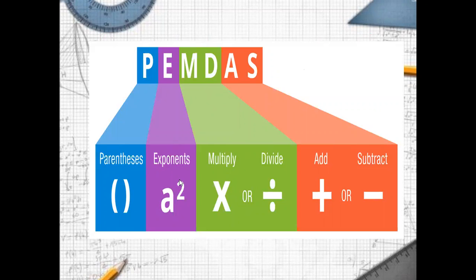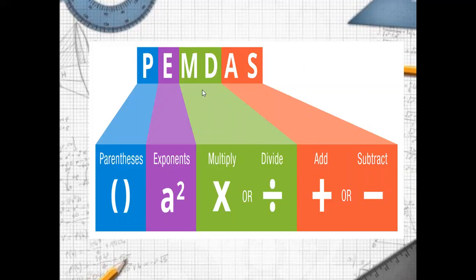Then we have the exponents. So once you're done with solving parentheses, then you have to move on to exponents. Now exponents are the small numbers you will see written on the right side of a number. It can be to the power of 2 or to the power of 3, which means how many times the number is being multiplied. We will see this in detail in another video.